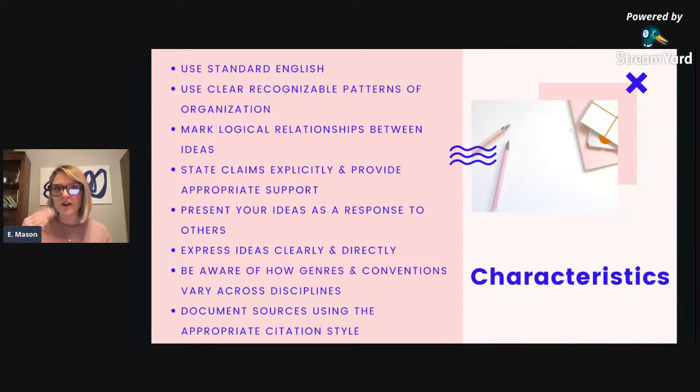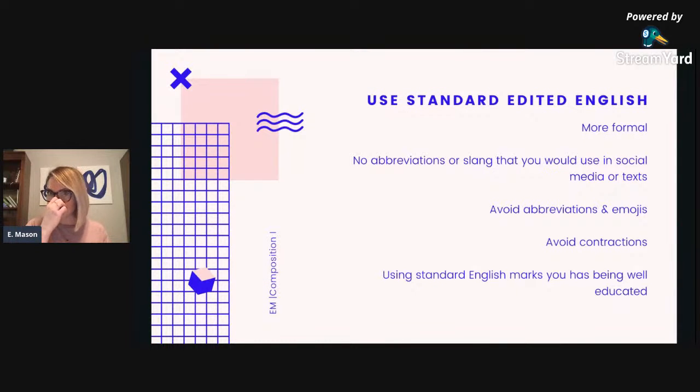So now we're going to go through and talk about each of those to understand a little bit more about what they mean. So using standard edited English. That means your writing is going to be more formal. You're not going to use abbreviations or slang. It's not going to be like if you were texting your friends or sending an email or anything like that. It's not like that at all. It is a much higher level of writing and communicating.